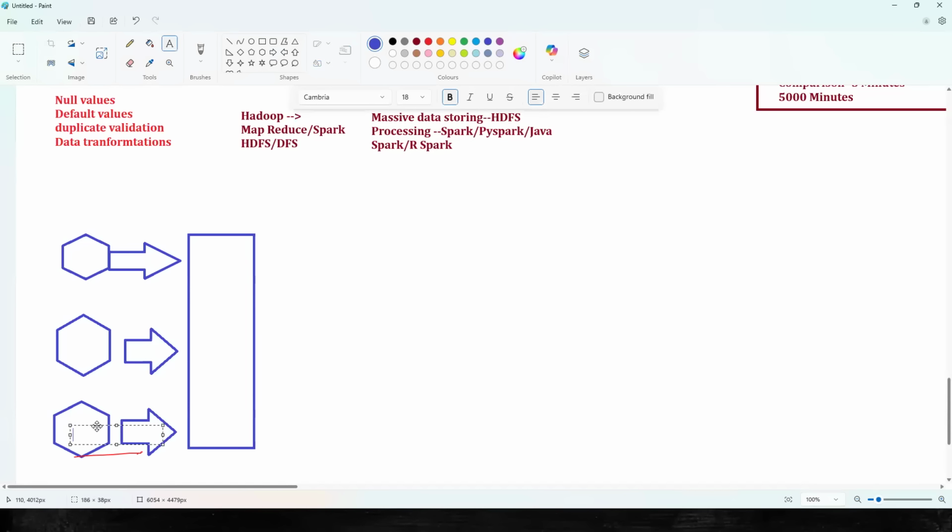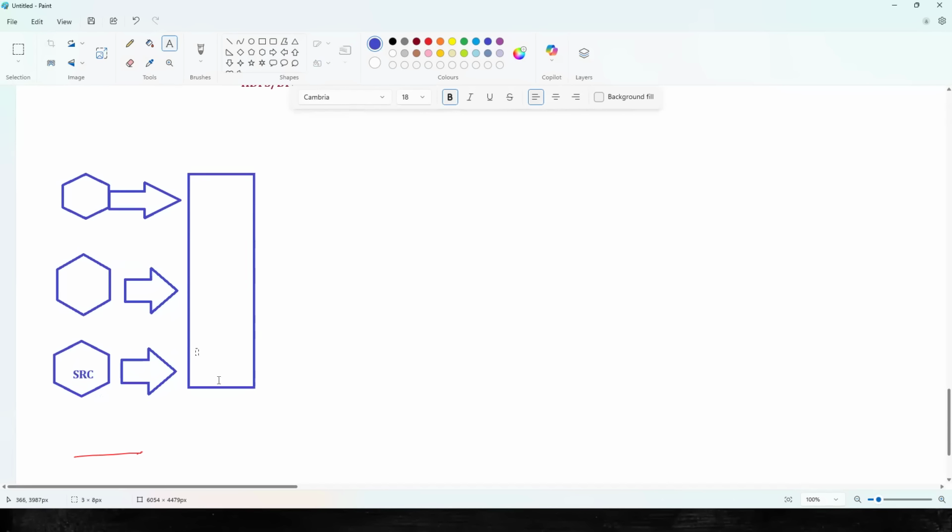This is one of the ERP, or any source system, the SRC application, which is generating the file system, which is generating nothing but a JSON or XML. Try to understand the problem statement and automatically you will be able to answer.